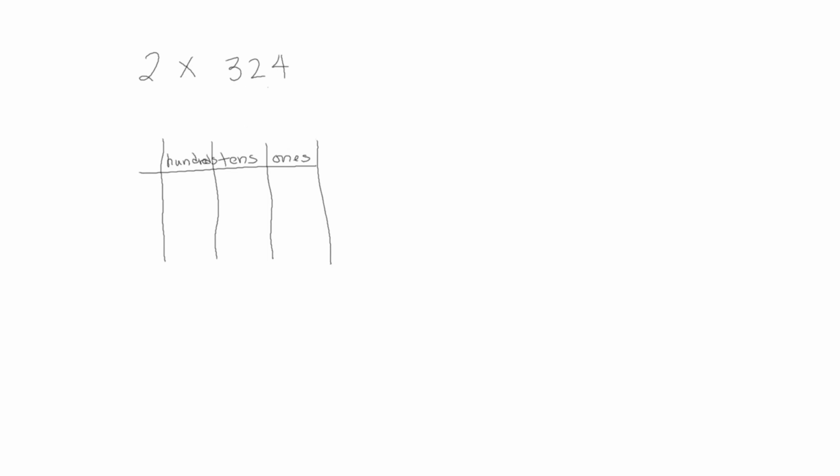So our larger factor is 324, which we can show as 3 hundreds, 2 tens, and 4 ones. And we're going to do it 2 times. So we'll do it a second time. And we're going to record this vertically, recording our partial products as we go.